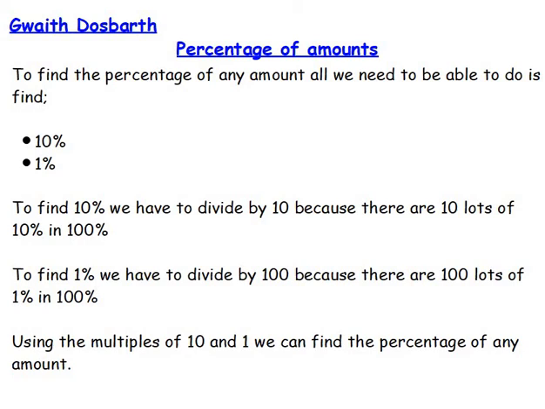In today's lesson, we will be looking at the percentage of amounts. In your books, can you please copy gwaith dosbarth, percentage of amounts, and today's date.